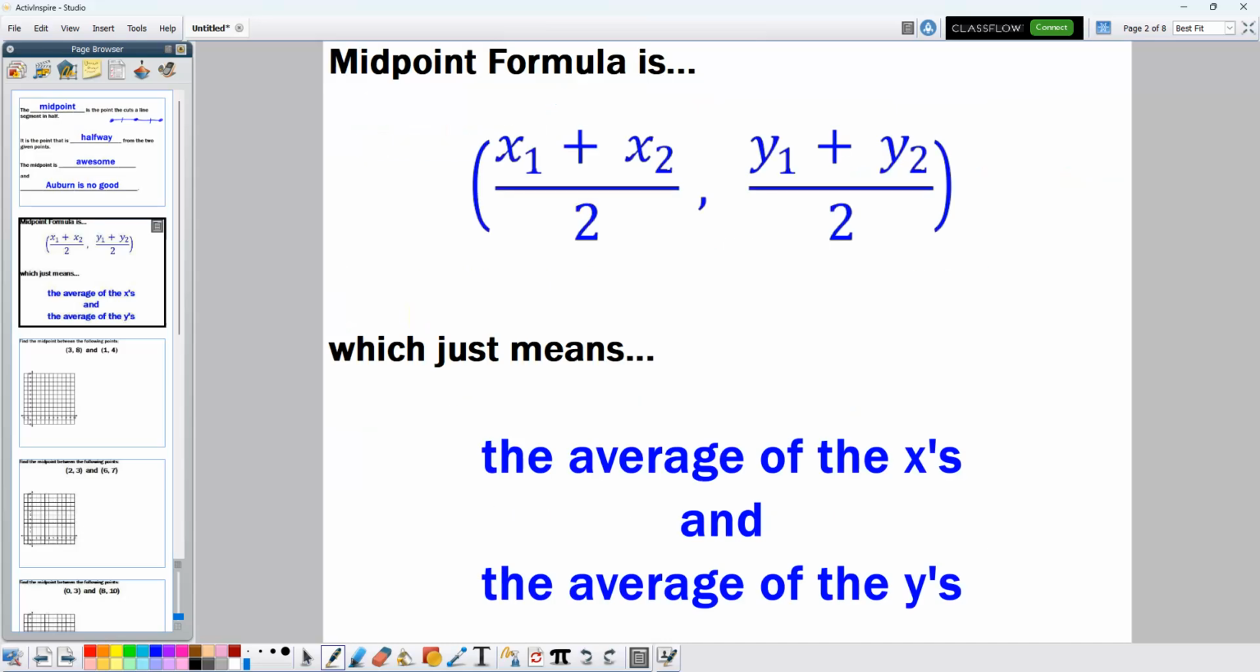There is the formula, x1 plus x2, all that divided by 2. And then there's a comma right there. That's kind of weird. We're going to talk about it in a second. And then y1 plus y2, all that divided by 2.